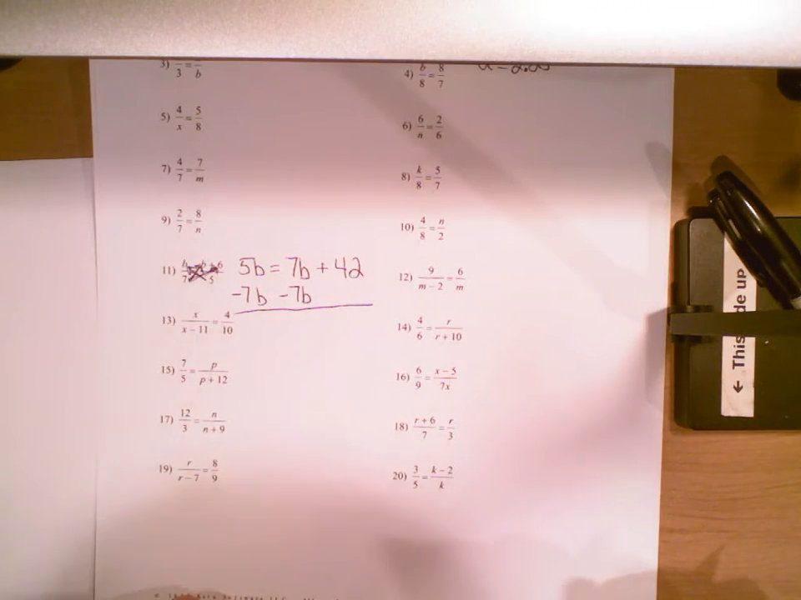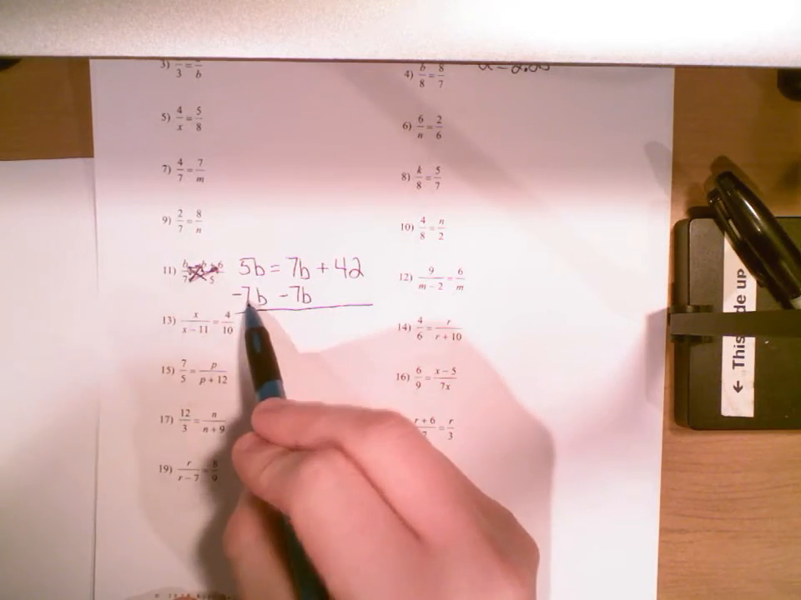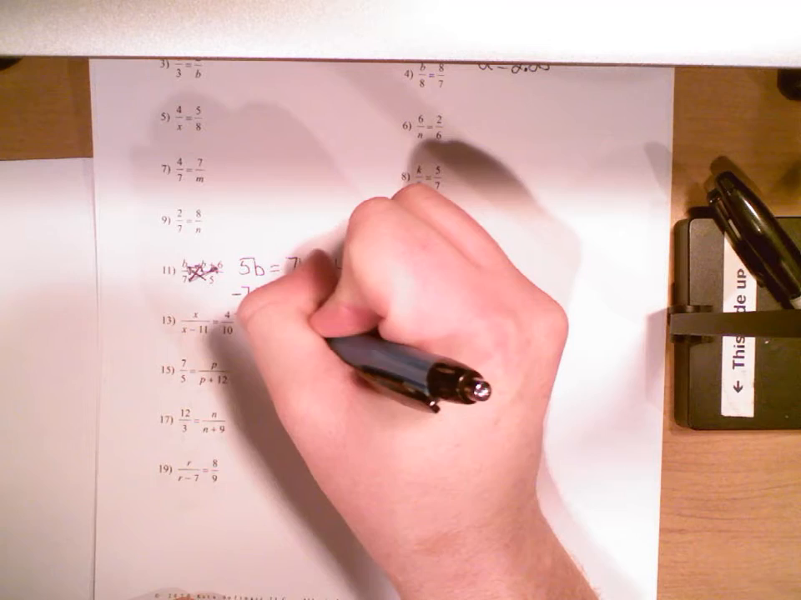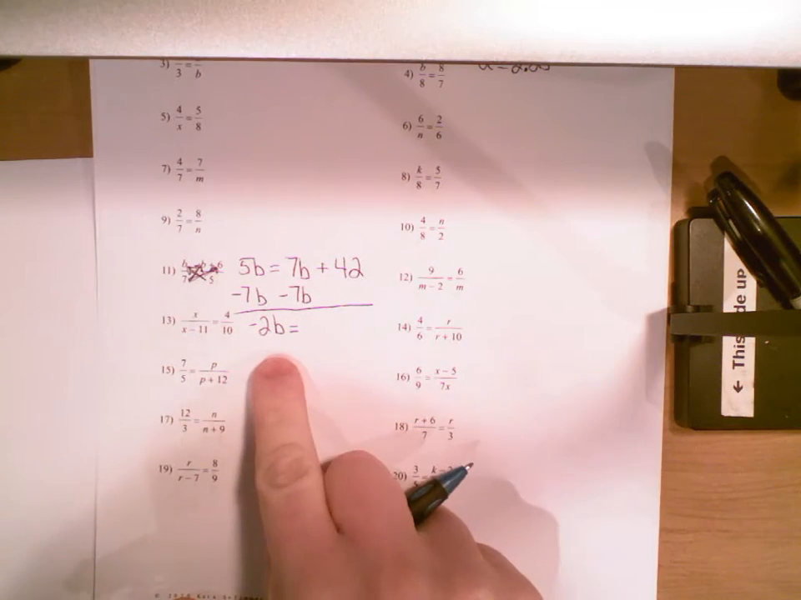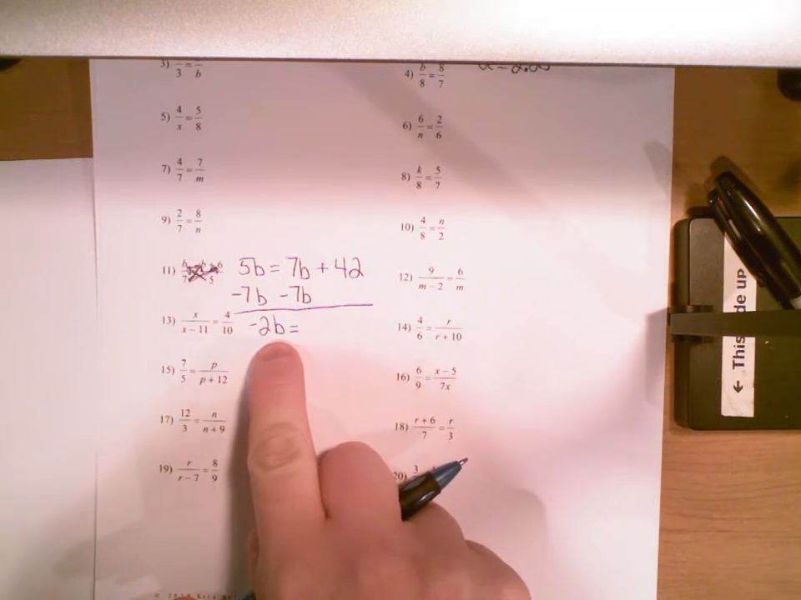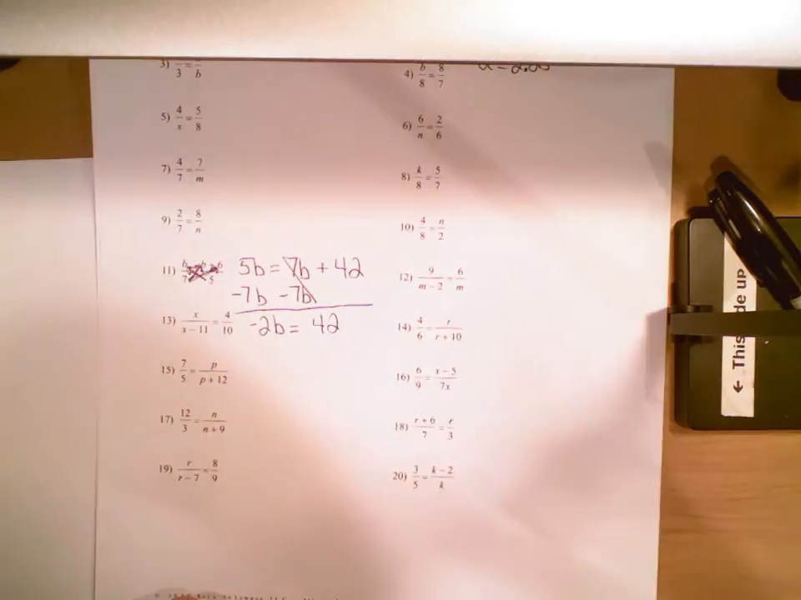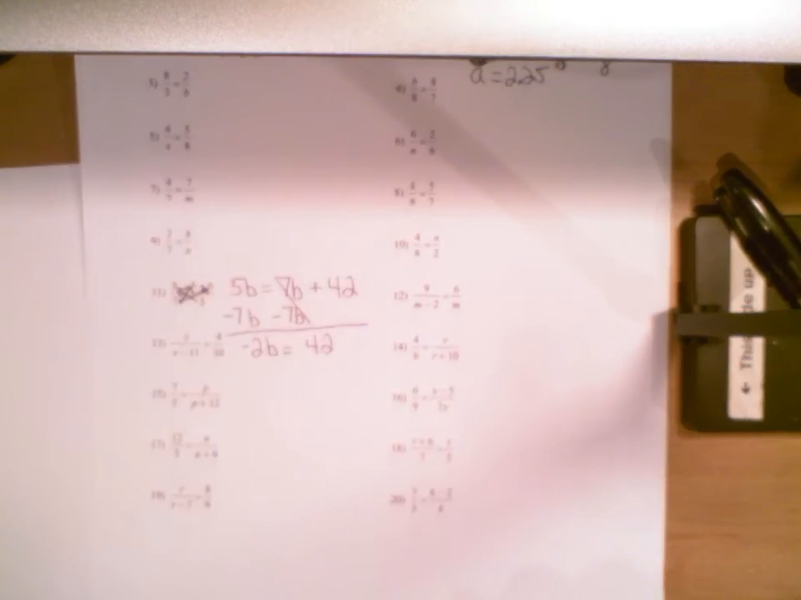Okay. Now, 5 minus 7 is a negative 2b. You got to keep the b. Always keep that b there. Then I'm going to bring my 42 down. Your problem should look like this.